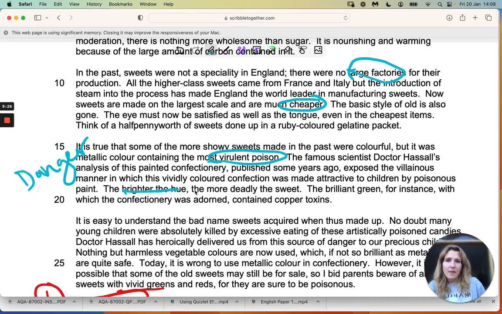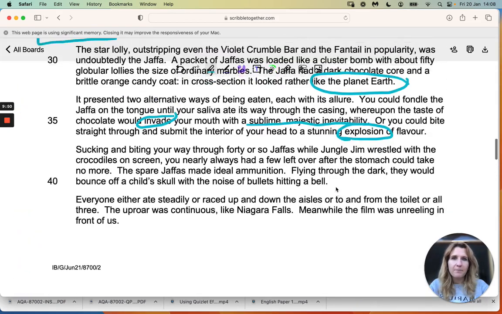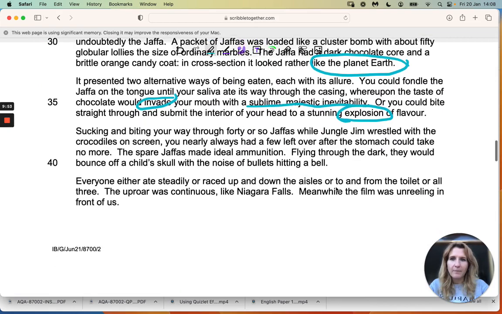The brighter the hue, the more deadly the sweet. This is going to cause us to be a bit shocked, I think. Brilliant green contained copper toxins. This is shocking facts and statistics, isn't it? So there's a second thing that we could say. So really, that's quite similar. The one is talking about explosive language, and this one is actually explosive and deadly. Okay? Let's go with one other thing.